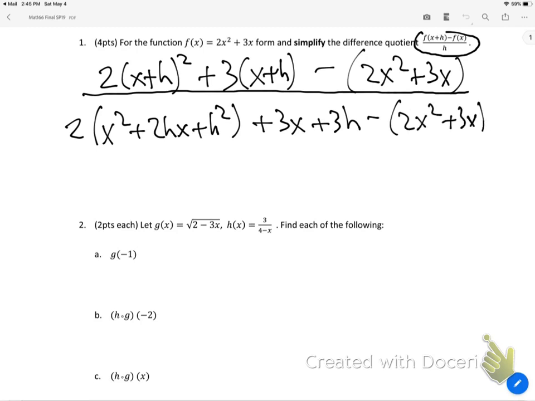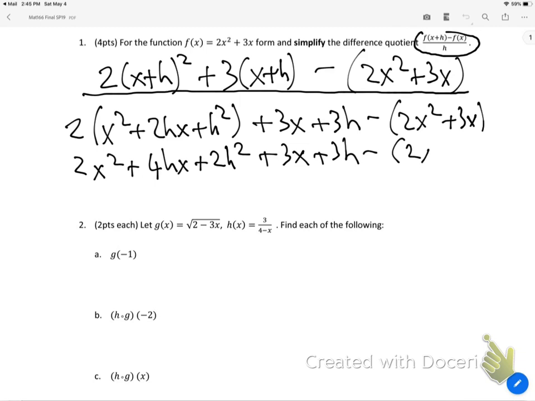Okay. Right, more distributive law. 2x squared plus 4hx plus 2h squared. Still the 3x, still the 3h. Still me subtracting all of this, okay, the original function. Right, now then, this is what's going to happen.